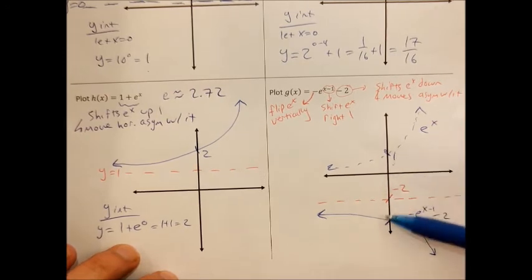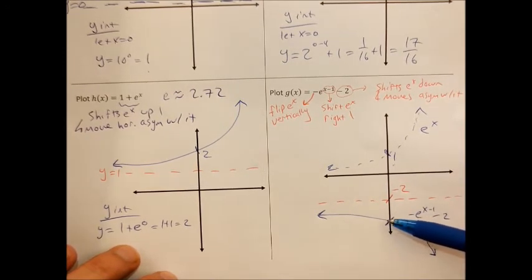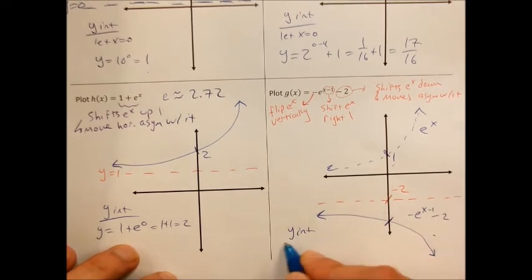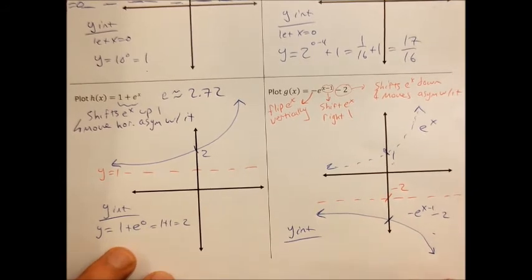And so if we just flipped it upside down and then moved it down 2, it would be at 3. But moving it to the right is making it so that it's not at 3 anymore. So let's show what the y-intercept is, and that'll kind of prove we moved it.